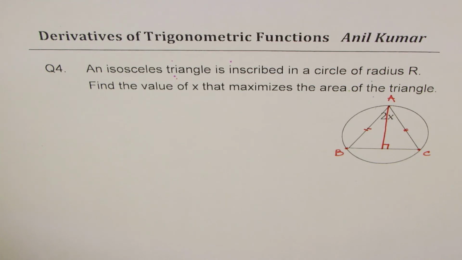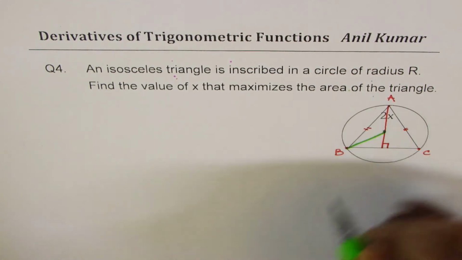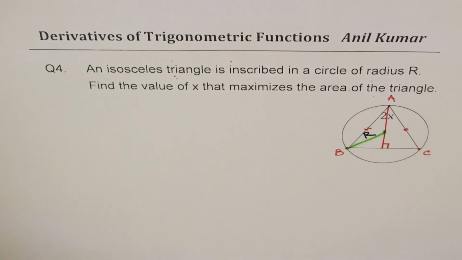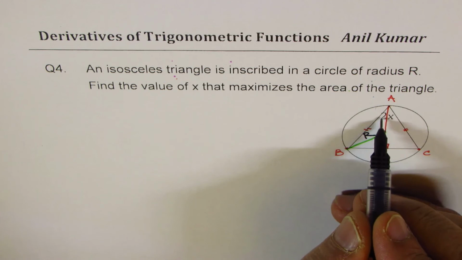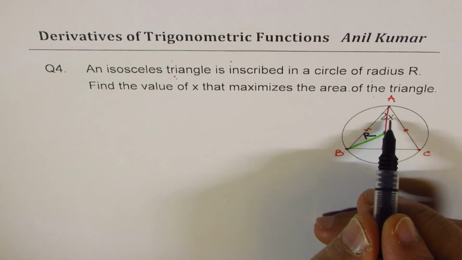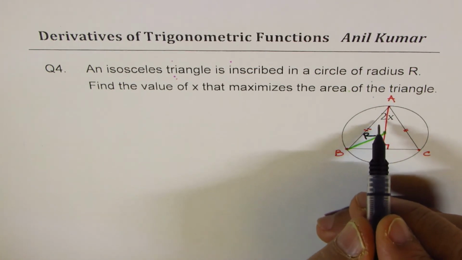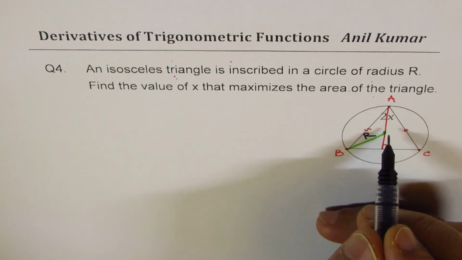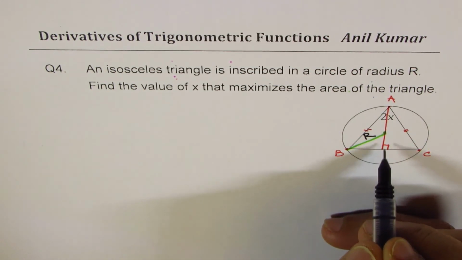In that case, if this is my center of the circle, if I draw this line, then that should be radius r. Perfect. Okay. And the side given to us is 2x. That is the side 2x. So if you see this particular triangle, what can we write about the angles?